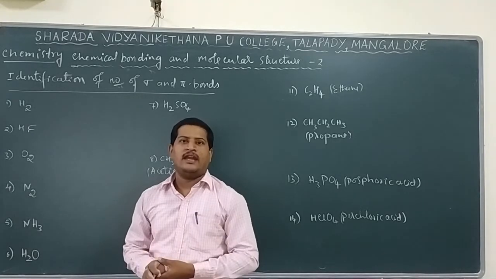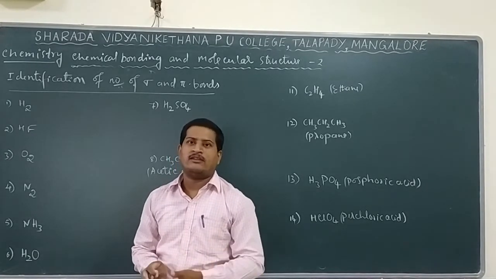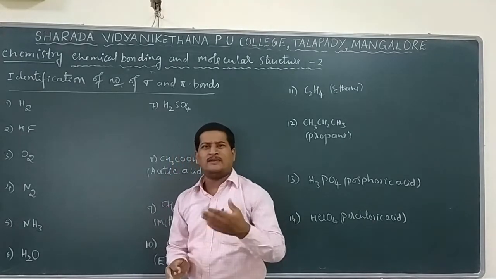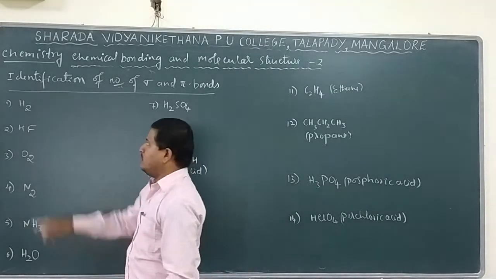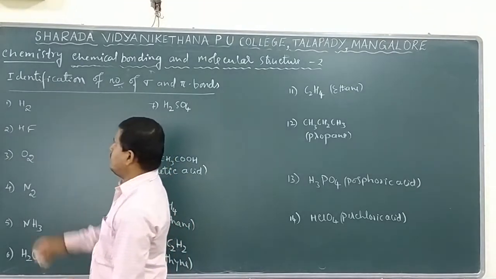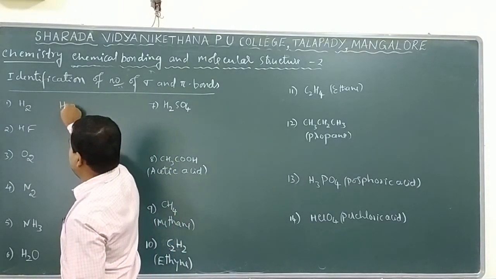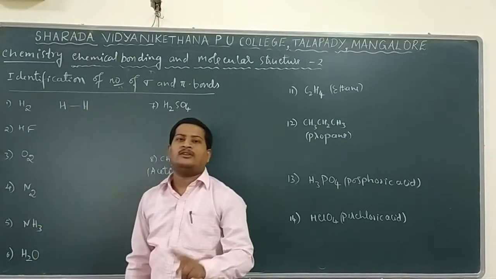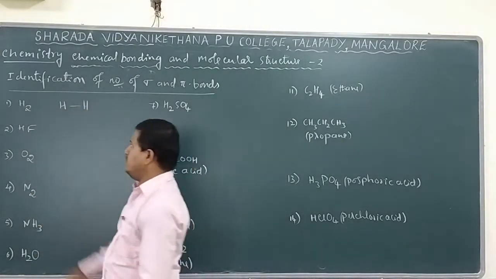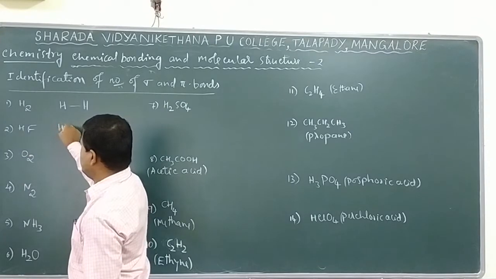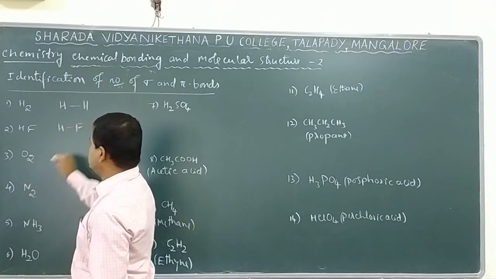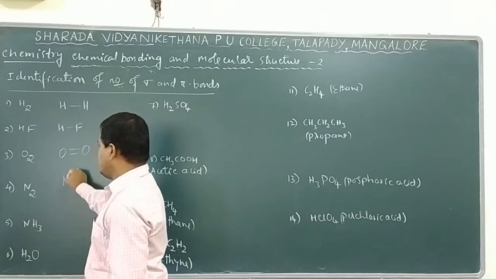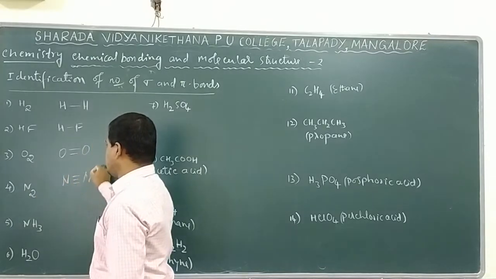Let us go for the identification of the number of sigma and pi bonds if a structure or a name of a molecule is given. Let's go with some simple molecules. Let us go with the first one, hydrogen. If we write the structure of hydrogen, there is one single bond between the two hydrogen atoms. Then hydrogen chloride, hydrogen fluoride, and oxygen, already observed, with a double bond, and nitrogen with a triple bond.